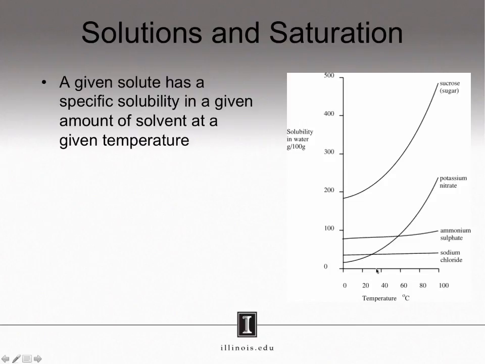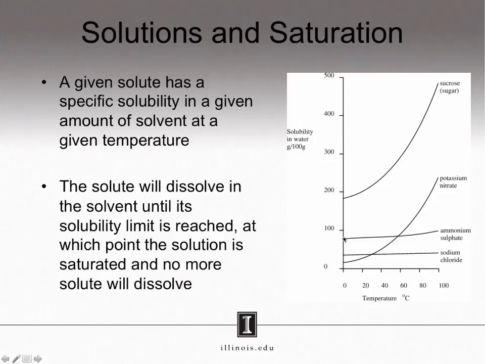Let us look at 20 degrees Celsius. We see that about 200 grams of sugar will dissolve in 100 grams of water. At that same temperature, we see that about 80 grams of ammonium sulfate will dissolve in the same amount of water. You can see how at the same temperature and the same amount of water, different compounds have different solubilities.